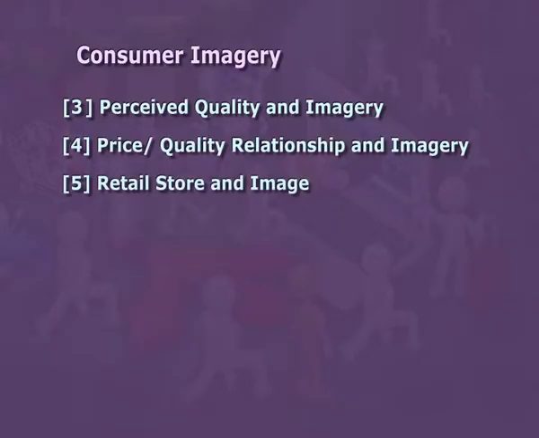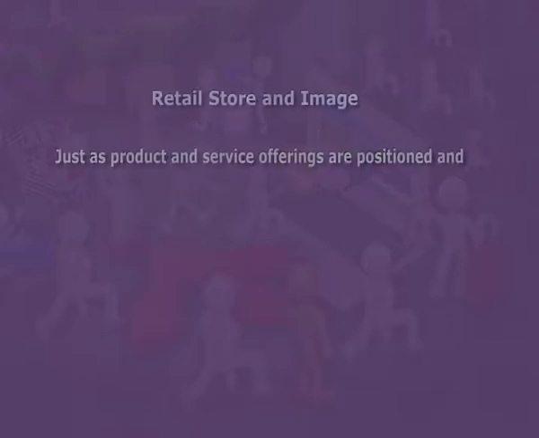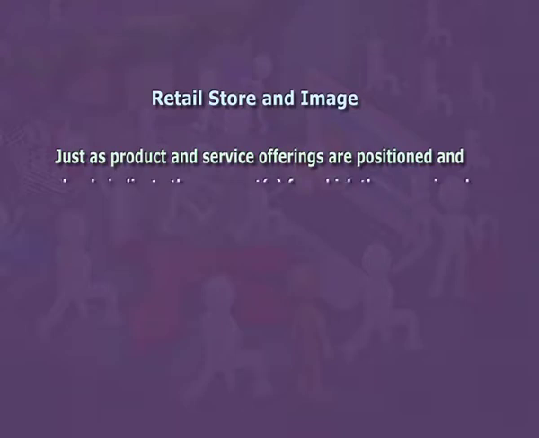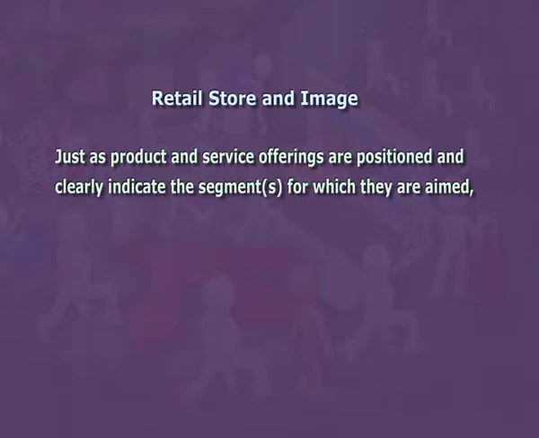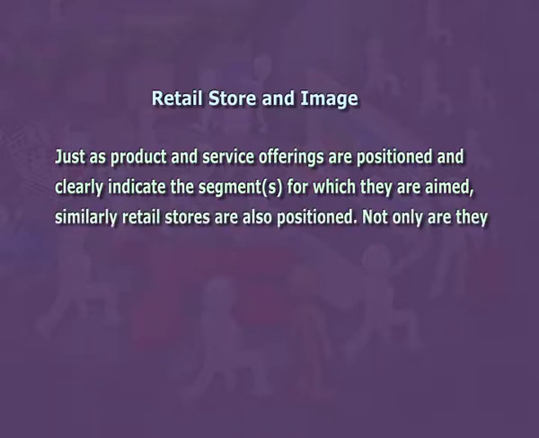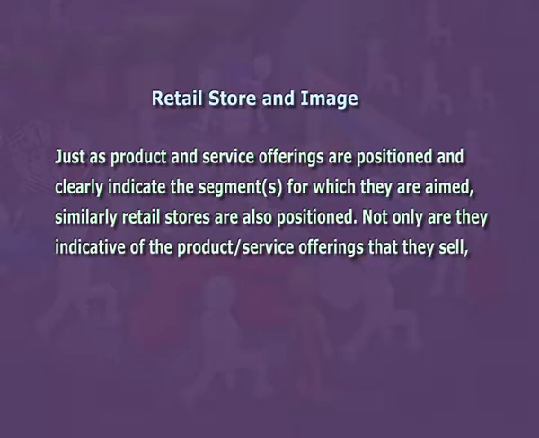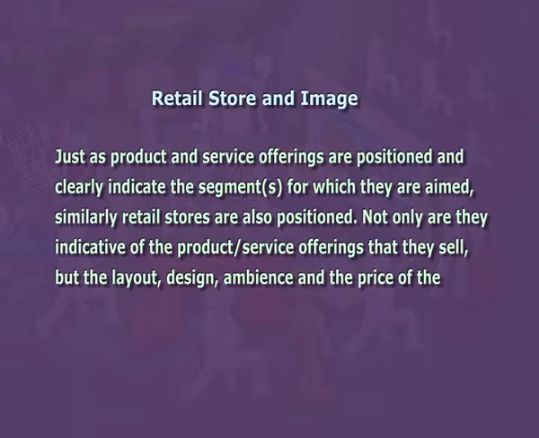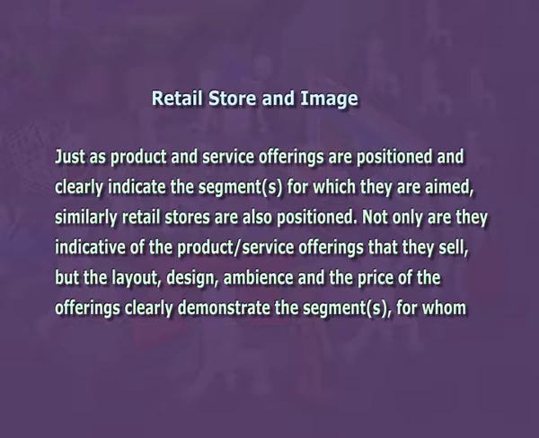Now, let us look at the fifth point, retail store and image. Just as product and service offerings are positioned and clearly indicate the segments for which they are aimed, similarly, retail stores are also positioned. Not only are they indicative of the product or service offerings that they sell, but the layout, design, ambience and the price of the offerings clearly demonstrate the segments for whom they exist.